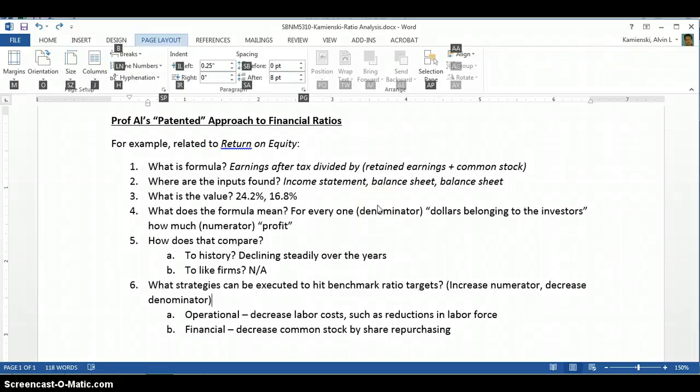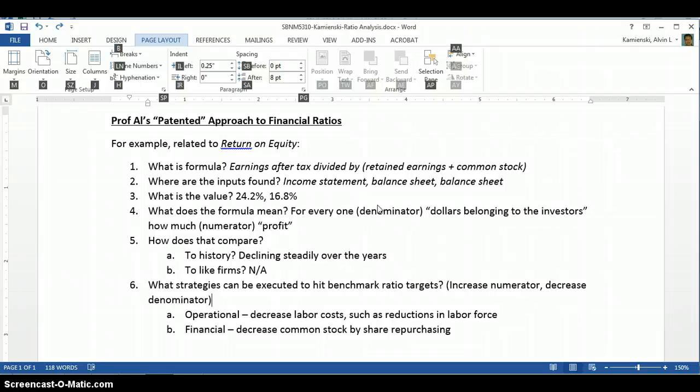As the rain begins to fall in Park Ridge, allow me to address a few questions that I've gotten regarding ratios. Let me share with you what I call Professor Al's patented approach to financial ratios, and it's a basic 6-step system that I use for taking data, making it meaningful, and then converting it into actionable.